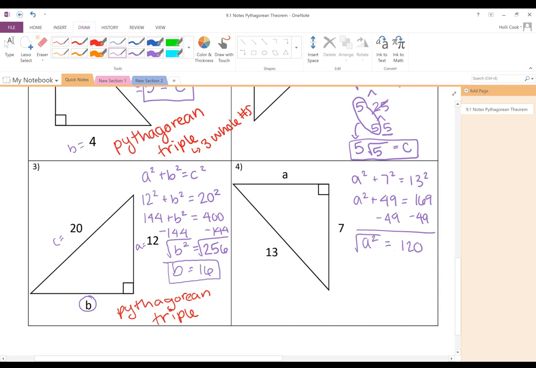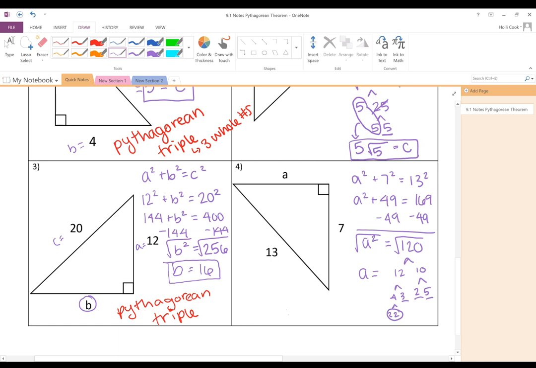So now we just need to do our square roots. a equals the square root of 120. Let's see if we can break that down at all. Well, 120 is 12 times 10. 10 is 2 times 5. 12 is 4 times 3. 4 is 2 times 2. So we have one group of 2s, but then we have 3, 2, and 5 left over.